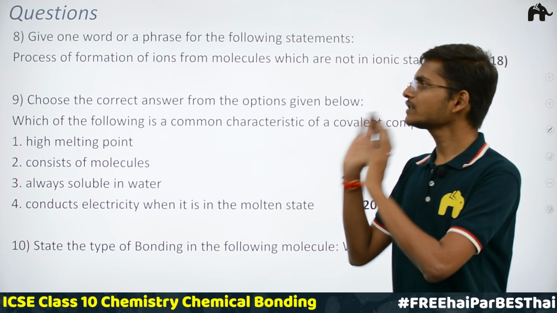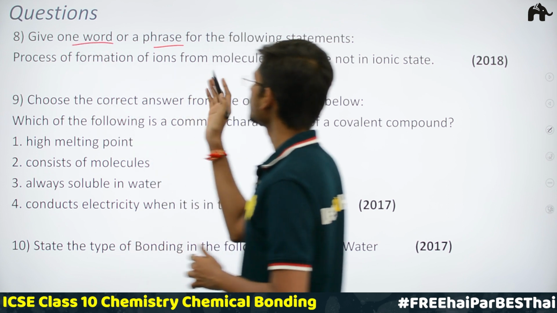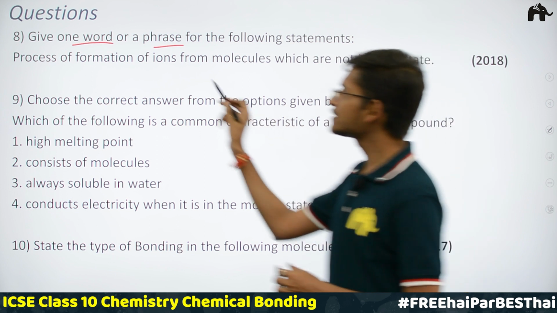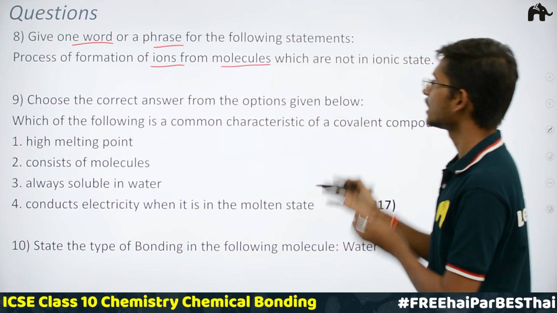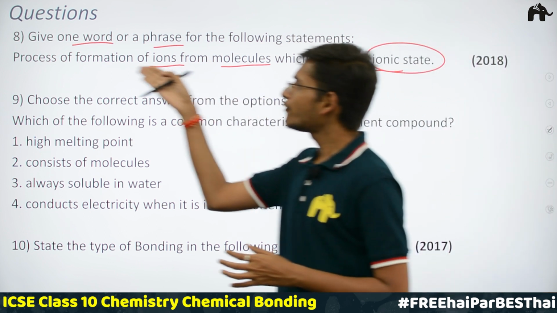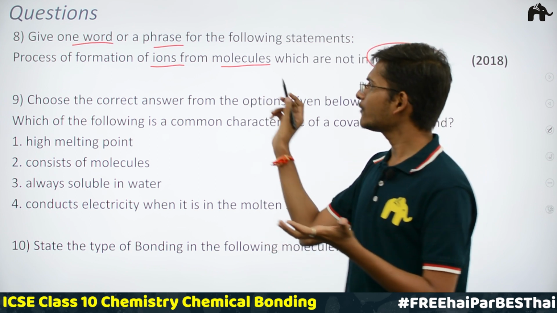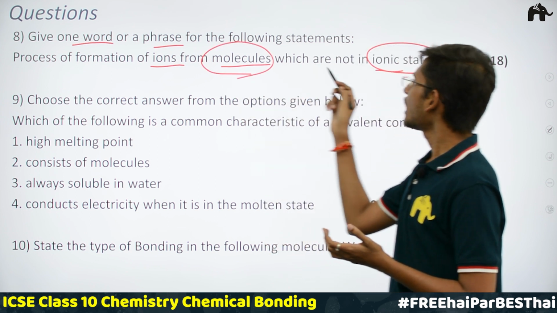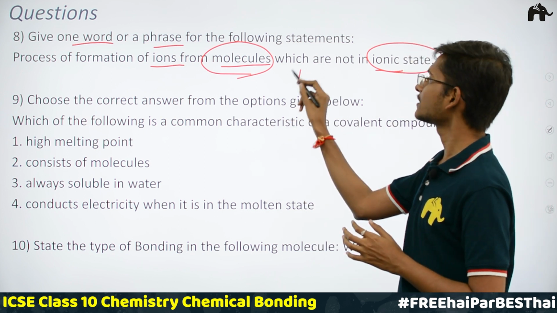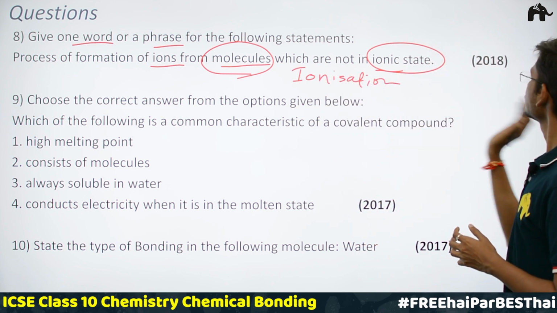Now, moving to the next questions. 8. Give one word or a phrase for the following statement. Process of formation of ions from molecules which are not in ionic state. Okay, so just now we have studied the formation of ions from molecules is called ionization, right? And they have also given us a hint. These molecules are not in the ionic state. Yes, right, the molecules are not in the ionic state. So yes, our answer is right. This process is called ionization. Now this was asked in your exam 2018.